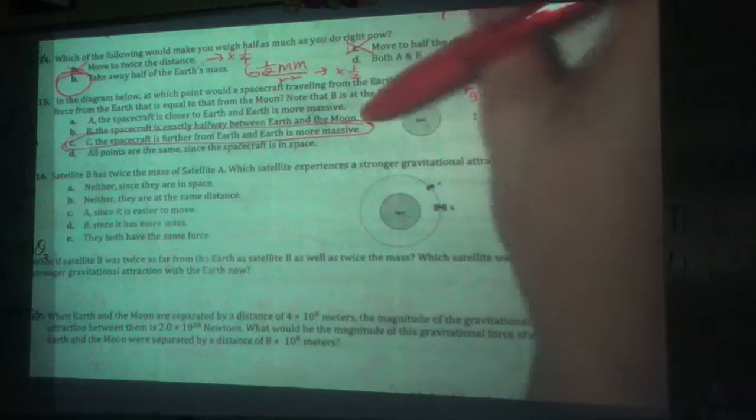Satellite B has twice the mass of satellite A. Which one feels a stronger gravitational attraction, like gravitational force, with the Earth? Well, this is G m1 m2 over r squared. G is a constant. First mass would be the mass of the Earth. They're the same distance away, but the second mass matters. So because it has twice the mass, it would have twice the force. So B, because it has more mass.